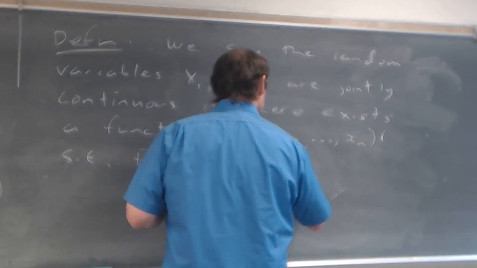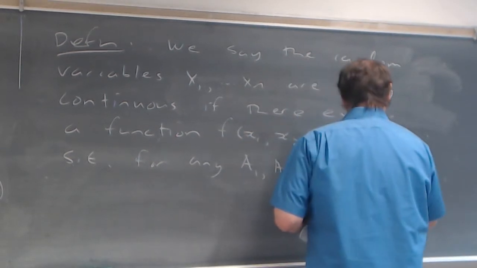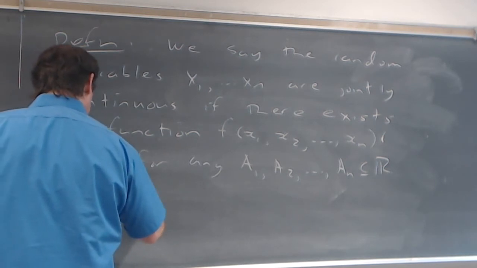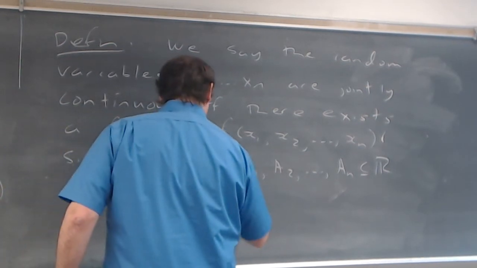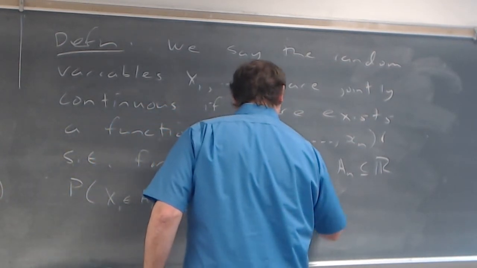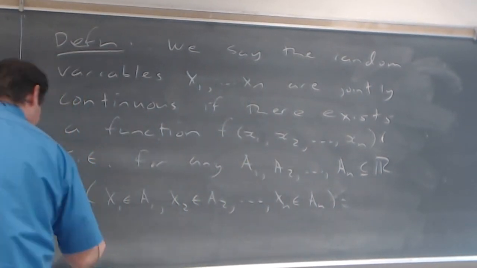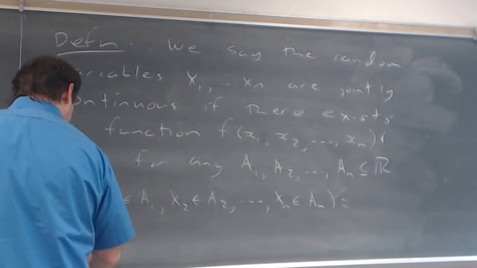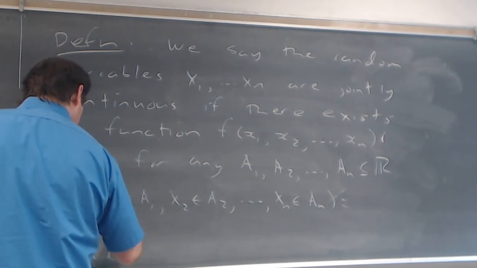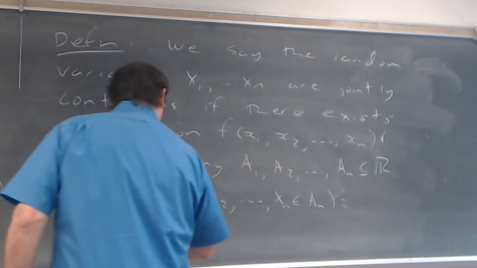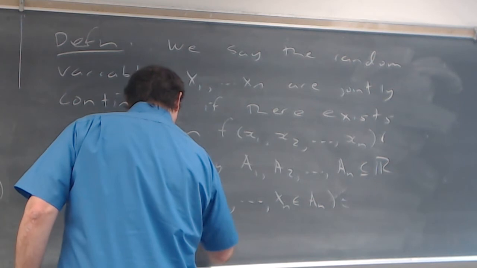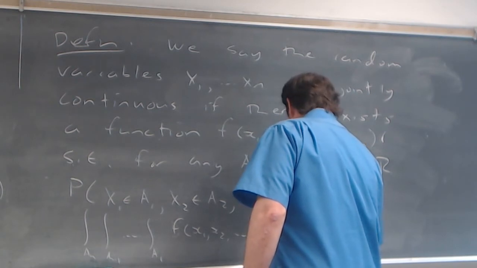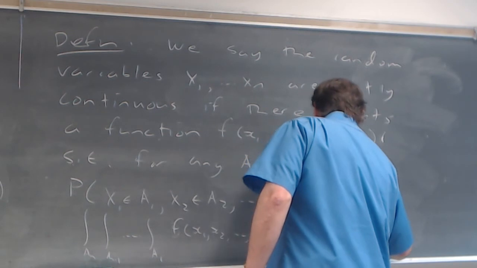subsets A sub 1, A sub 2, up to A sub n, the subsets of real numbers, the probability that X sub 1 is an element of A sub 1 and X sub 2 is an element of A sub 2 and X sub n is an element of A sub n equals, well, it's equal to this n number of integrals. So here we integrate over A sub n, then A sub n minus 1, we keep going all the way up to A sub 1 of f, that's a little f, of x sub 1, x sub 2, all the way up to x sub n, dx sub 1, dx sub 2, all the way up to dx sub n.